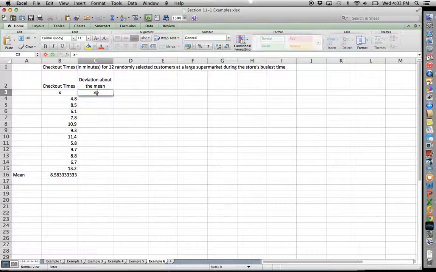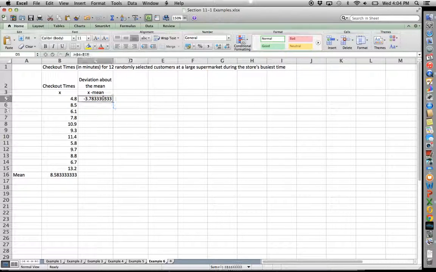So one of the things that you can do is take the data, the numbers x, and subtract the mean from it. For example, if I take 4.8 and subtract 8.58 from it, excuse me, you're going to get a negative answer, but not only that, it's going to be 3.78, right? Well, that's how far away 4.8 is from 8.58. So we want to continue doing this. We want to know how far all the data is.